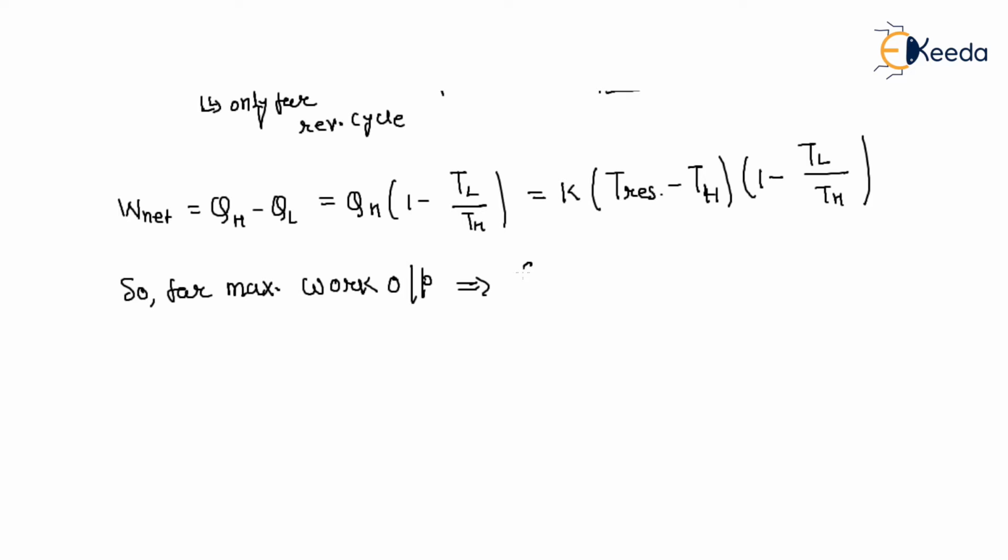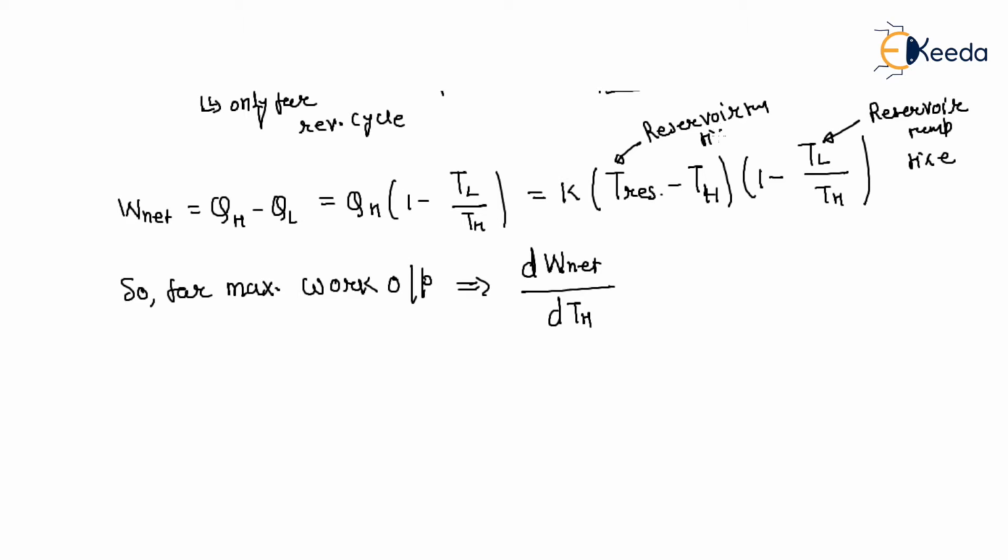So dW net by dTH. Why? Because this is a reservoir temperature which is fixed, and this is also a reservoir temperature which is fixed. So only variable is TH. So if you differentiate, this is equal to 0.